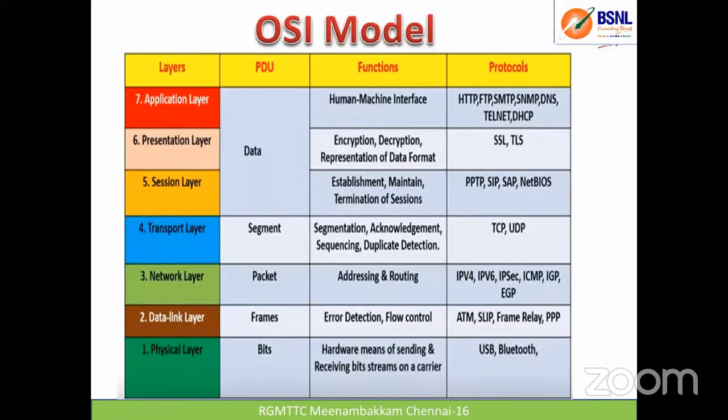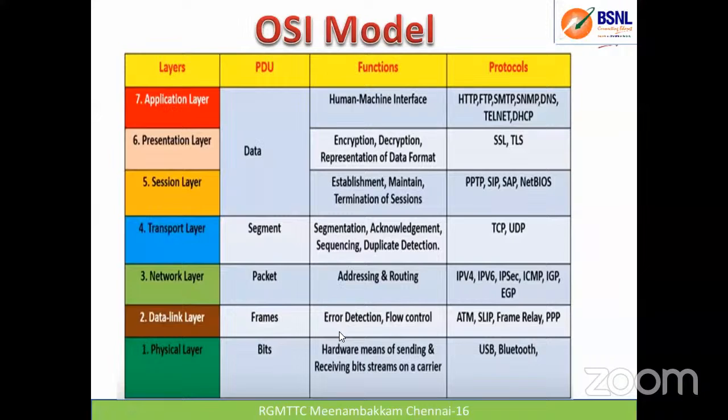Now this is the OSI model. Everybody knows that we have 7 layers in the OSI model structure. The first layer is the physical layer. The second is the data link layer. The third is the network layer. The fourth is the transport layer, then the session layer, presentation layer, and application layer. These are some of the functions and protocols used in each layer.